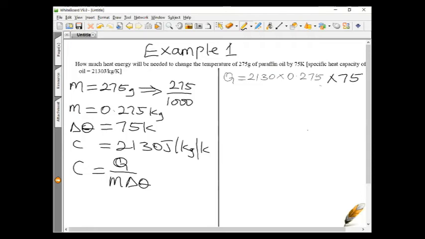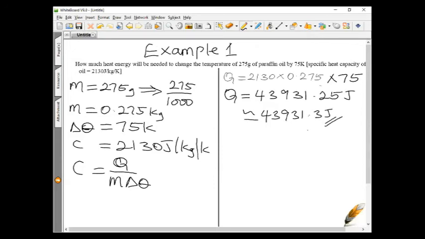Now, if you punch all this on your calculator, you'll have your Q equal to 43,931.25 joules. So you can just approximate that to 43,931.3 joules. That's the answer for that, and it is just as simple as that. Very simple.